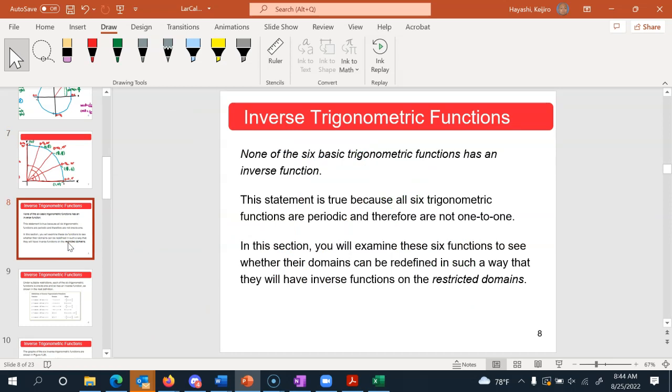So even though we've been saying inverse trigonometric function this entire time, that's sort of just a name. None of the trigonometric functions, sine, cosine, tangent, or even cosecant, secant, and cotangent, none of them really have an inverse function. That's because they're not what we call one-to-one.